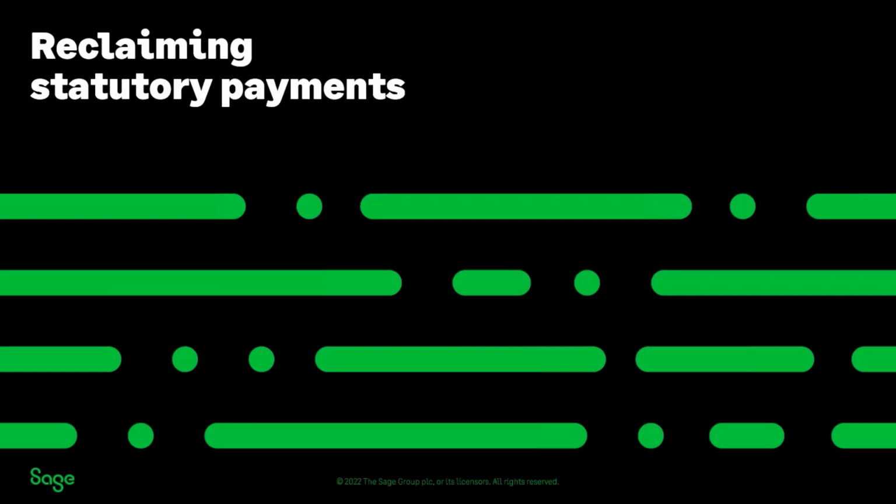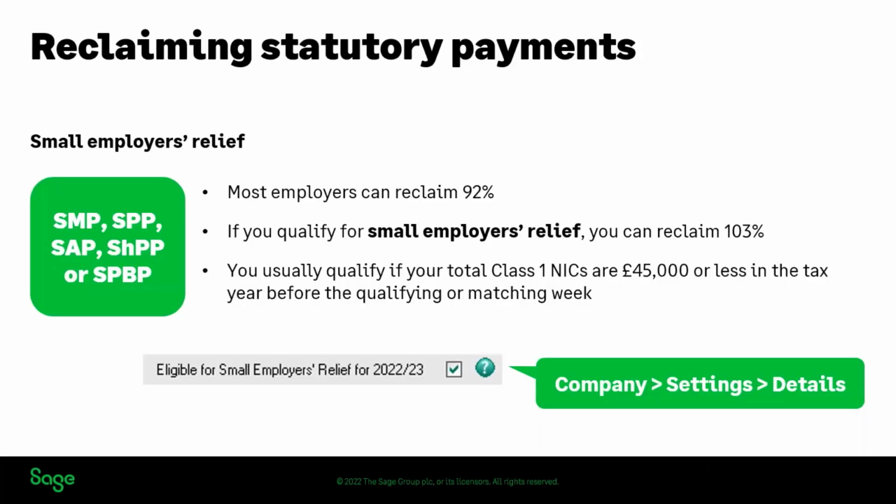So I might have mentioned at the start of the webinar that with these parental payments, every employer can reclaim at least some of the payment that has been paid out. There's two levels of reclaim. So most employers would reclaim 92% of the statutory pay paid out. But if you qualify for small employers relief, you can actually claim back a total of 103% of the statutory pay. So 100% of statutory pay and 3% known as NI compensation.